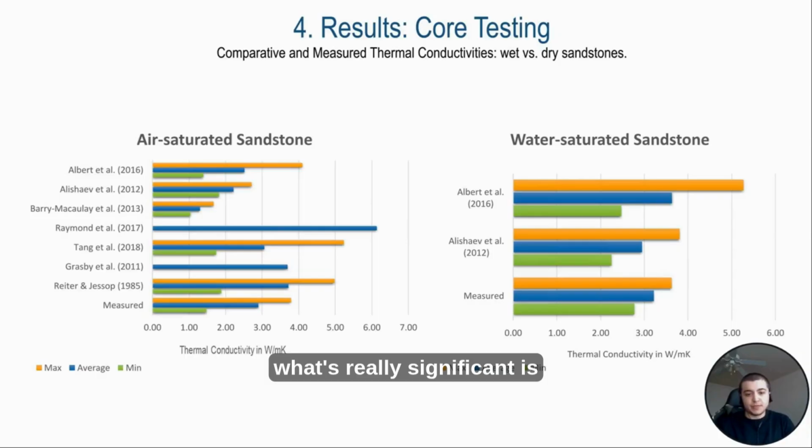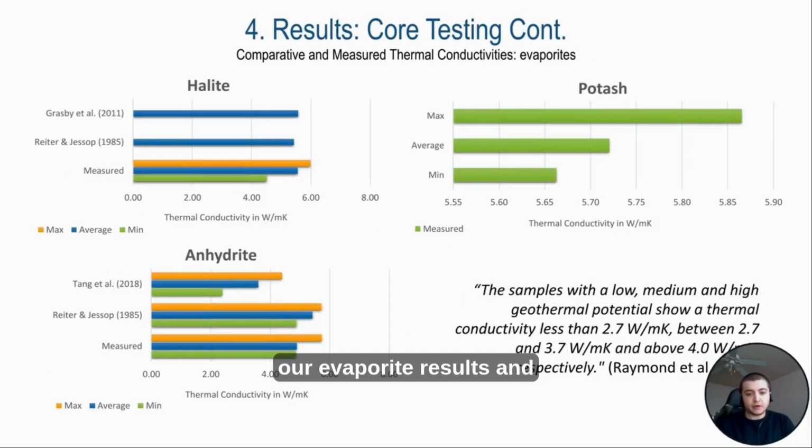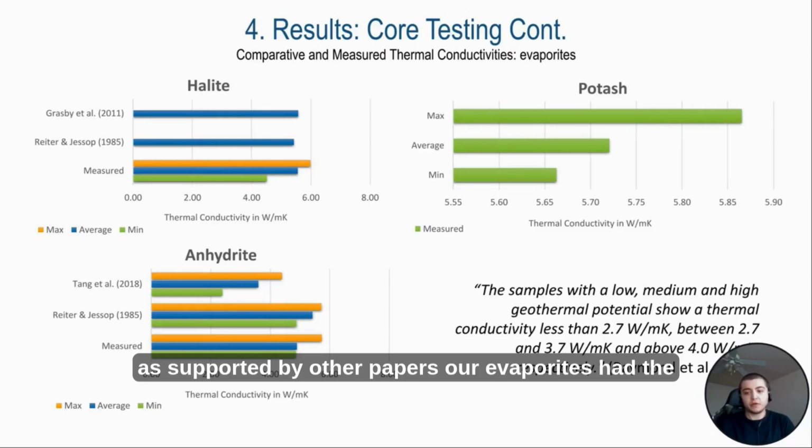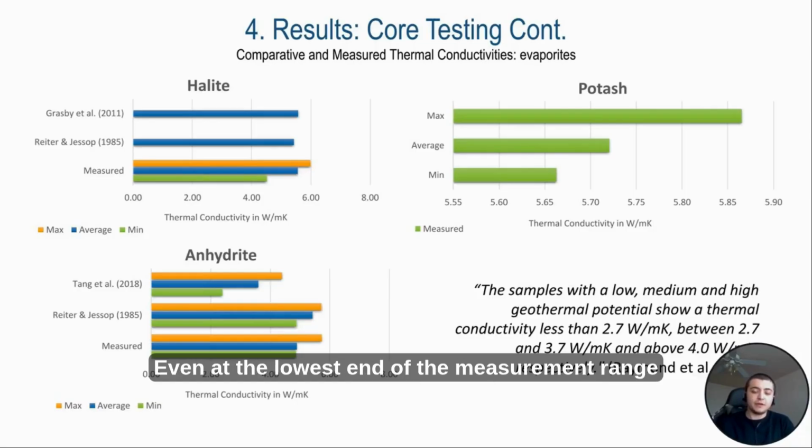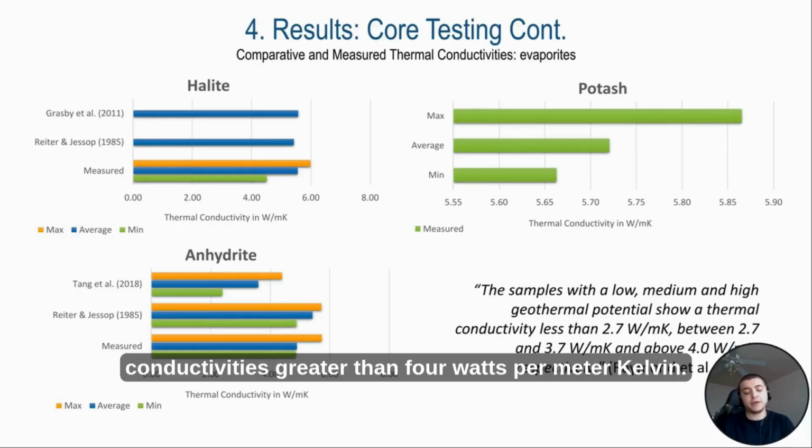And what's really significant is our evaporite results. And as supported by other papers, our evaporites had the highest thermal conductivities of all 9 rock types that we tested. Even at the lowest end of the measurement range, each of our evaporite cores tested with thermal conductivities greater than 4 watts per meter Kelvin.